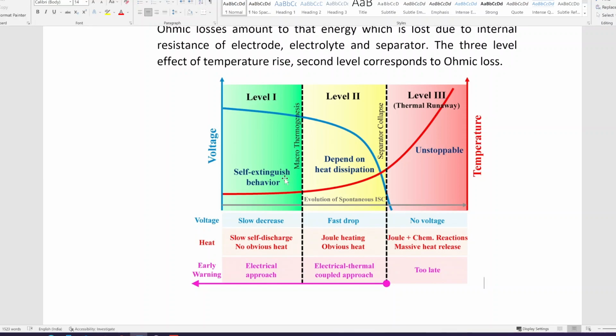If the temperature starts rising, the battery may show self-extinguishing behavior, or there may be adequate heat dissipation mechanisms around the battery, which will enable you to keep up with the heat getting generated in the battery and may not result in thermal runaway. But sometimes, in level 3, you are left with no voltage, and it's too late for the battery.